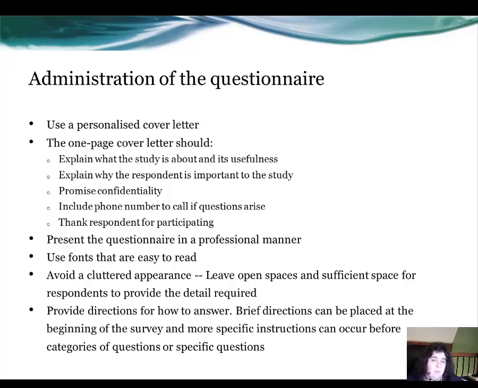Present the questionnaire in a professional manner. Use fonts that are easy to read. Have it a nice appearance. And as I say, provide directions for how to answer.